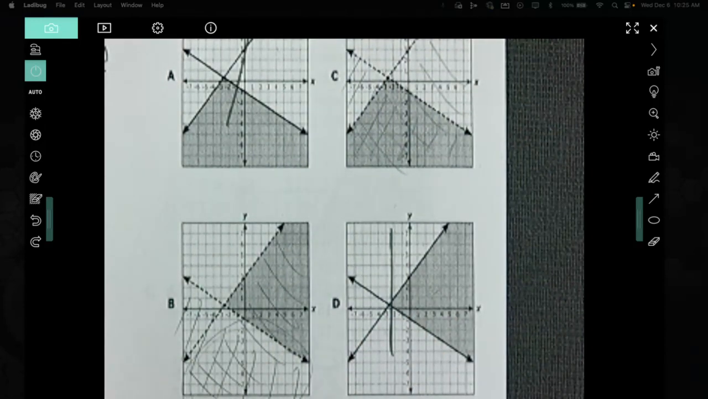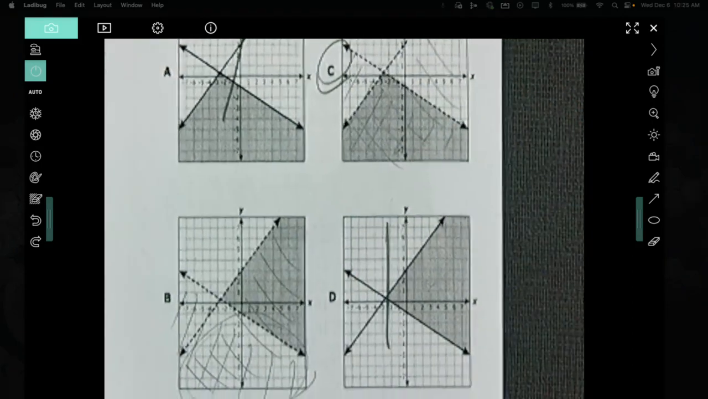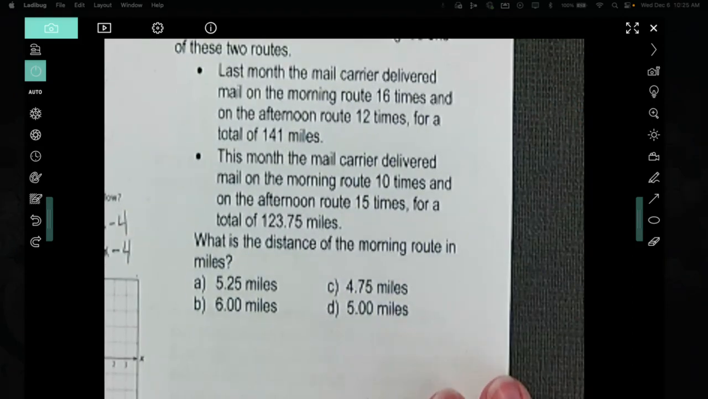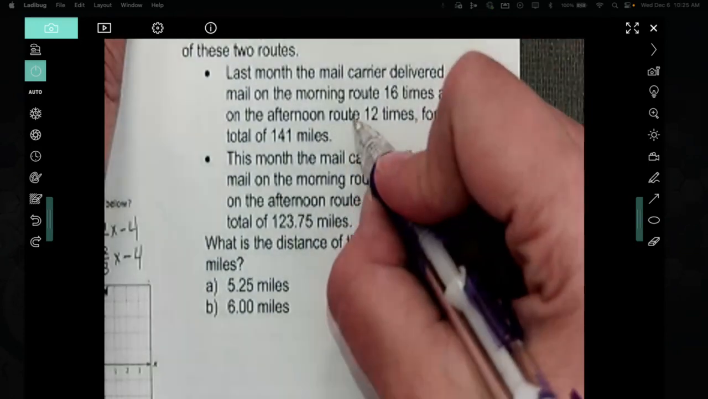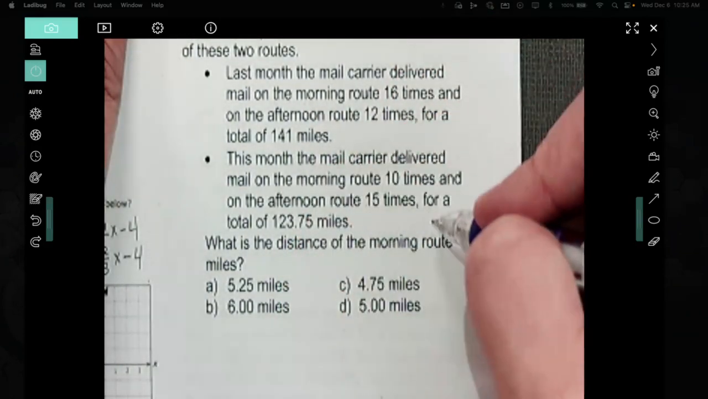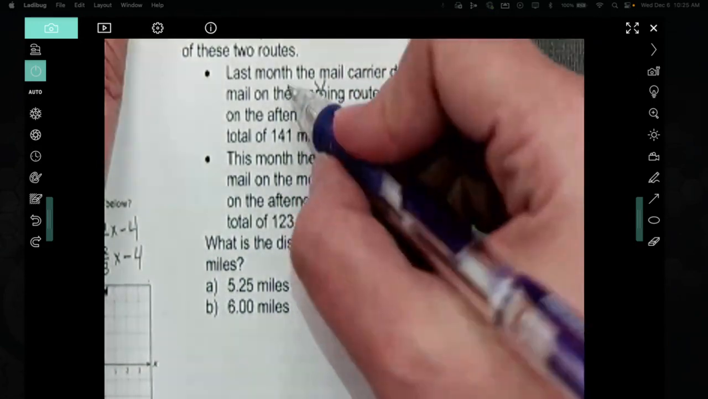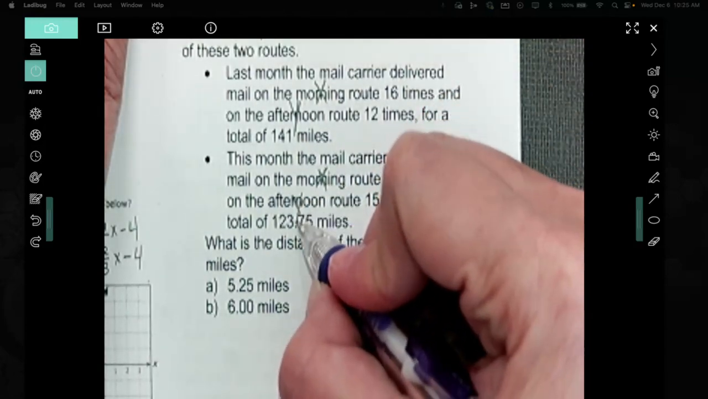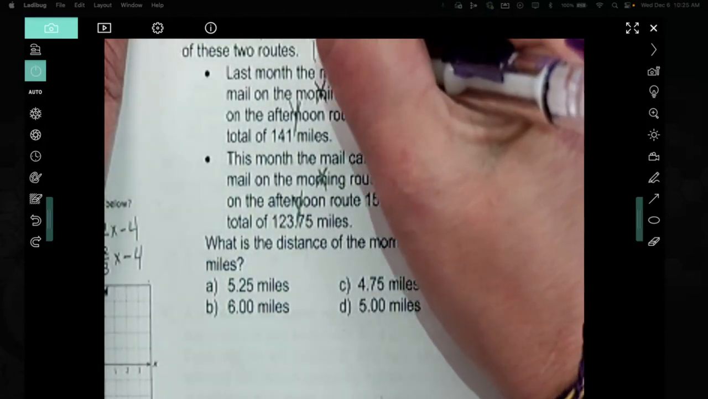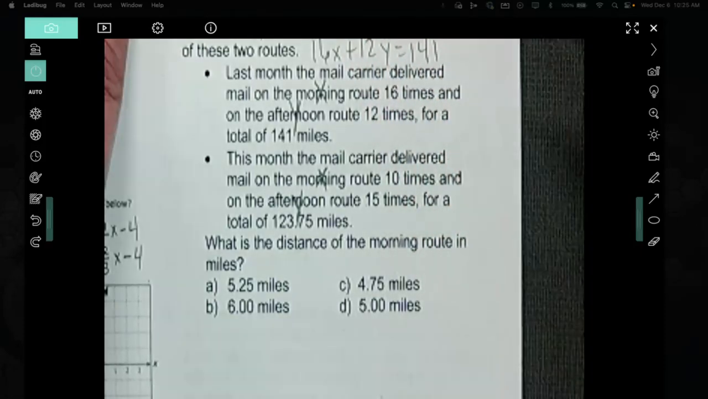So this one does not have the overlap in the right spot, so it has to be C. Here we have to write our system and solve it. All right, we have morning and we have afternoon. It doesn't give us a letter. You could use X, you could use M, you could use Y, you can use A as long as you're consistent. So I have 16x plus 12y is 141.